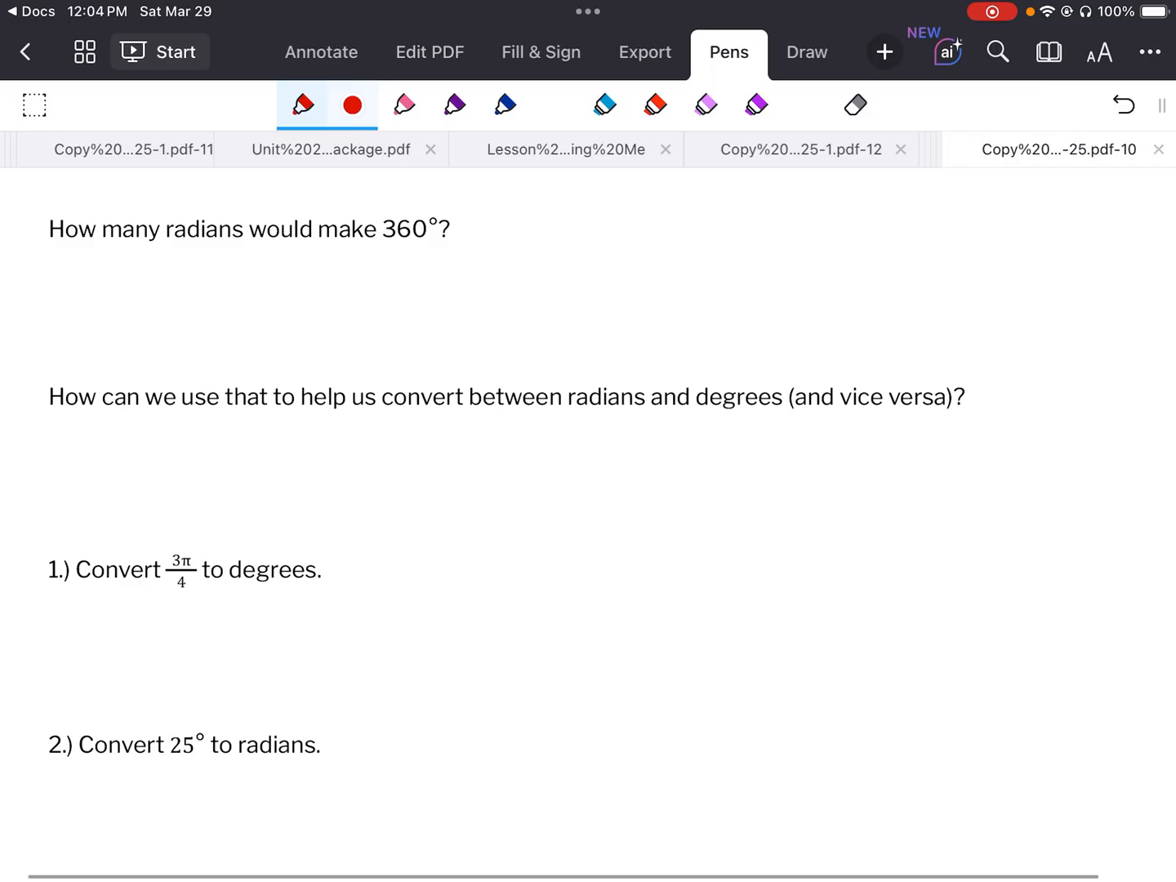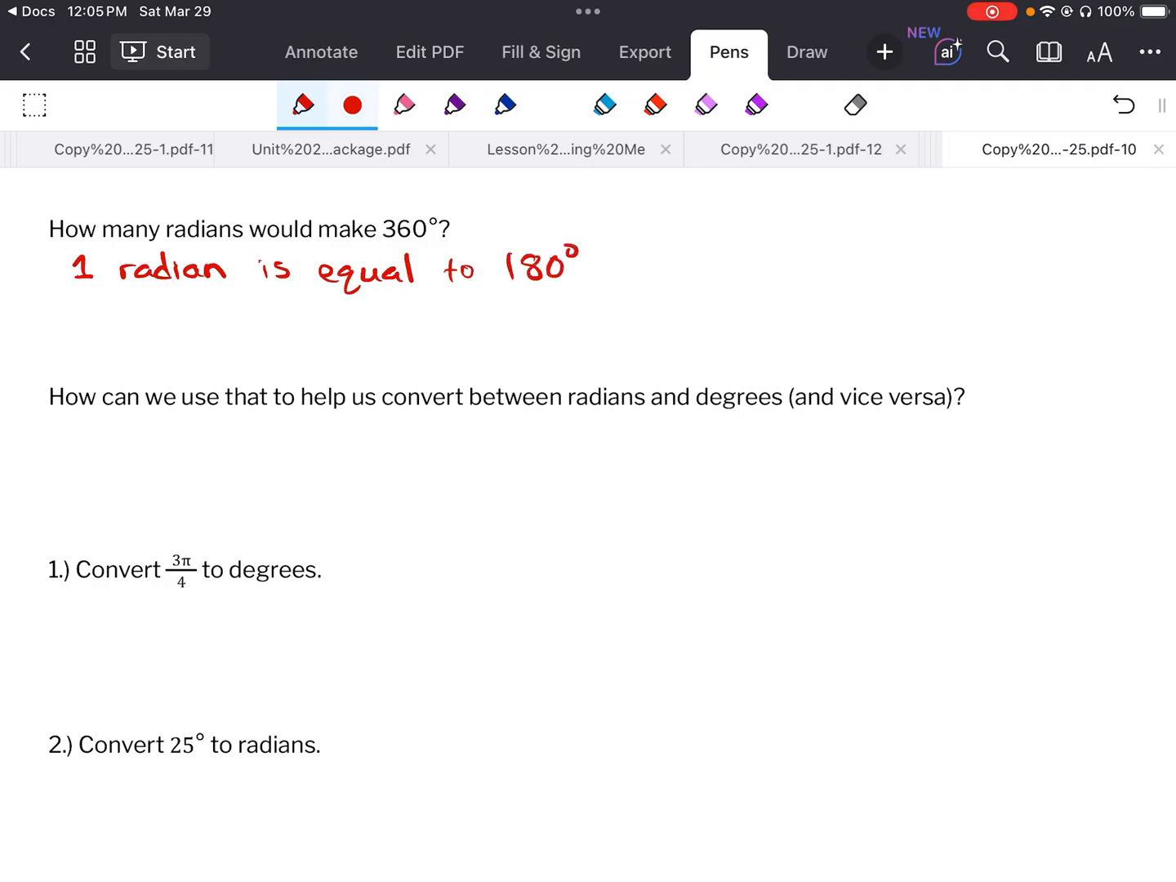Okay, how many radians would make 360 degrees? Well, pi radians is equal to 180 degrees, so that means 360 degrees is equal to 2 pi radians. So on the Cartesian plane, the graph, from the x-axis all the way to the other x-axis is pi radians, or 180 degrees.